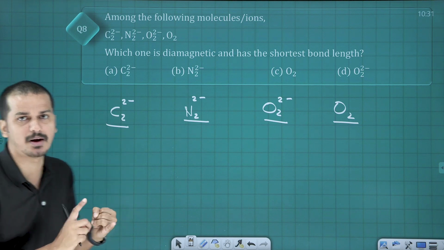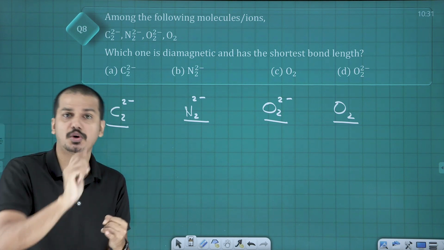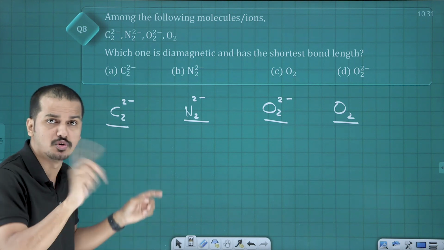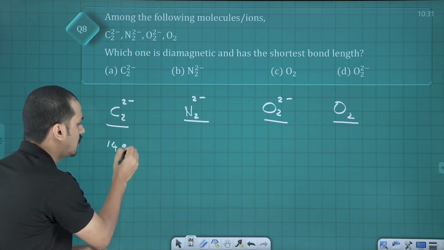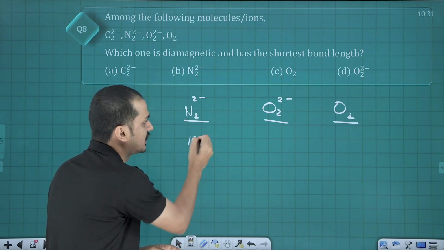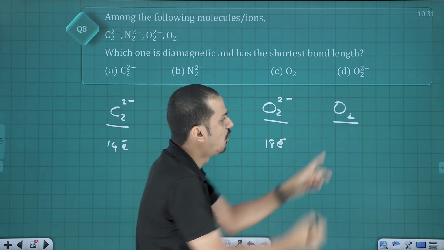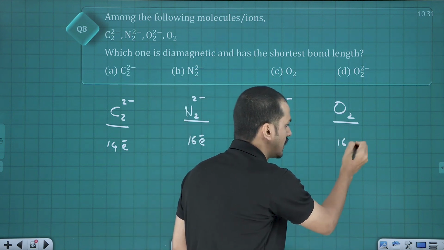C2 2 minus. Carbon means atomic number 6. So C2 molecule means 12 electrons are there. C2 2 minus means total 14 electrons are there. N2 2 minus means 14 plus 2, 16 electrons are there. O2 2 minus means 16 plus 2, 18 electrons are there. O2 means 16 electrons are there.